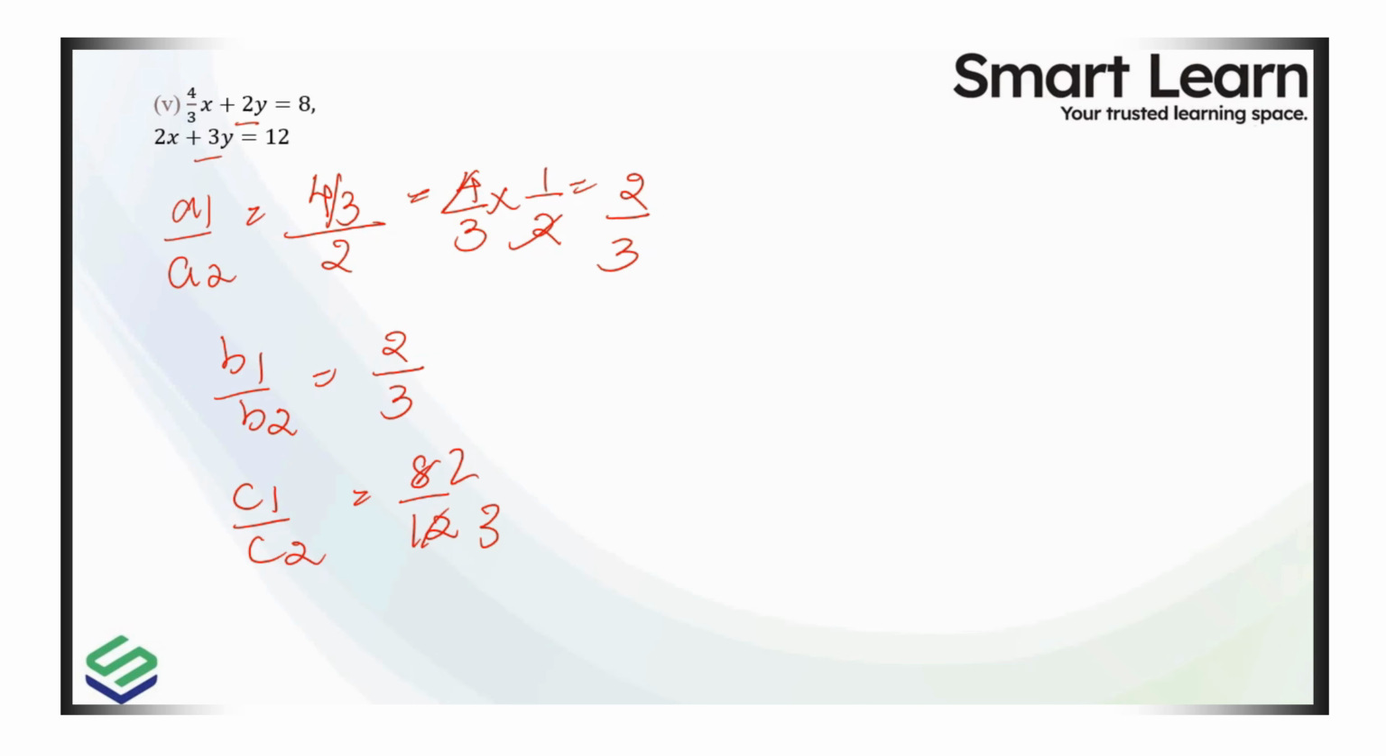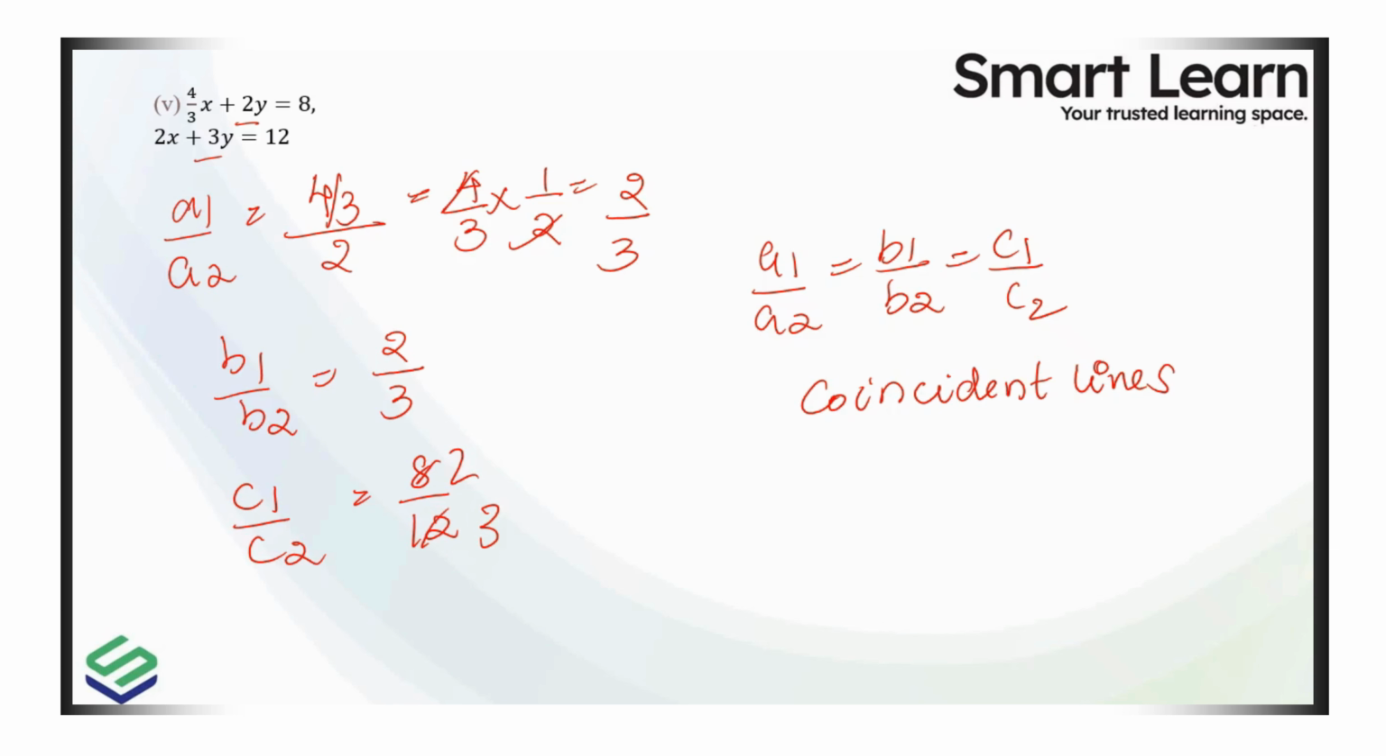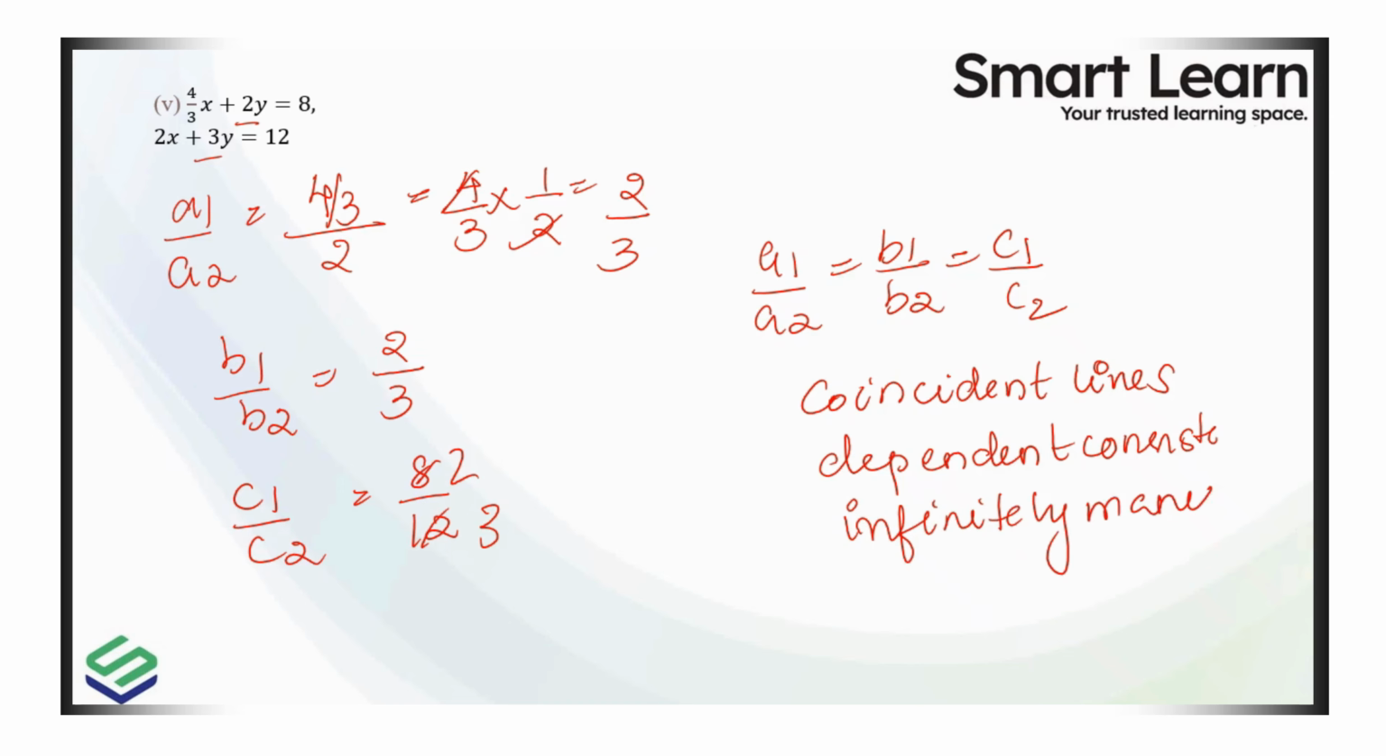What do we understand, children? a1 by a2 equal to b1 by b2 equal to c1 by c2. So they are coincident lines. They are dependent consistent, and they have infinitely many solutions. I hope this is clear.